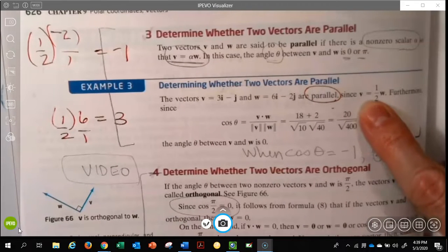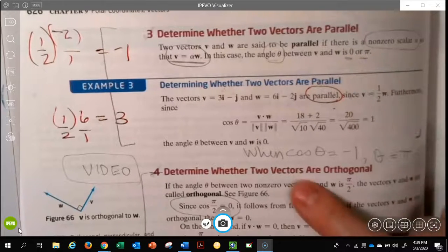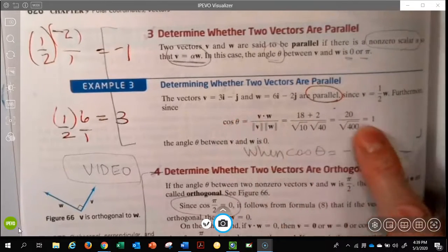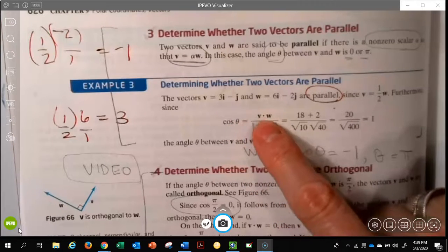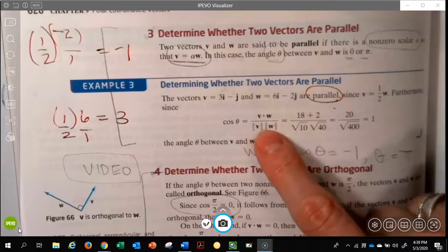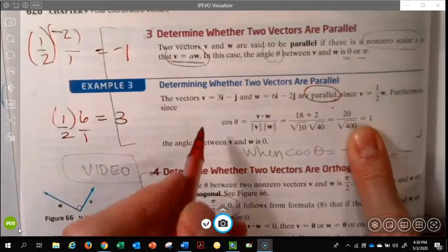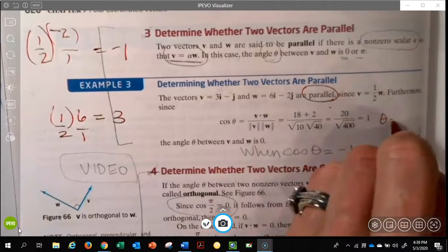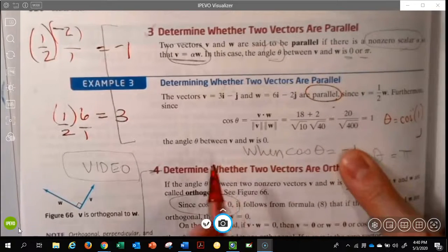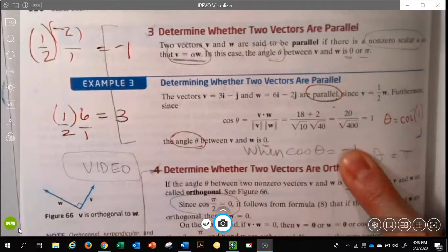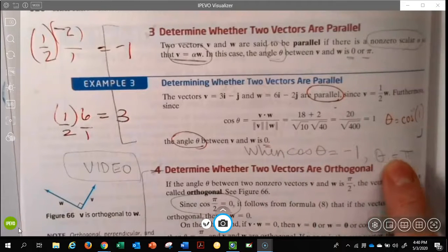So that's one part. But the other part is, okay, yay, they're parallel, but is the angle 0 or is the angle pi? If I go through the formula for the angle between the two vectors, through the dot product and the product of the magnitudes, I find out that my cosine is worth 1. In other words, my theta is the inverse cosine of 1, and the inverse cosine of 1 means that the angle theta between these two is 0. If my cosine theta equaled -1, then that theta would be pi.